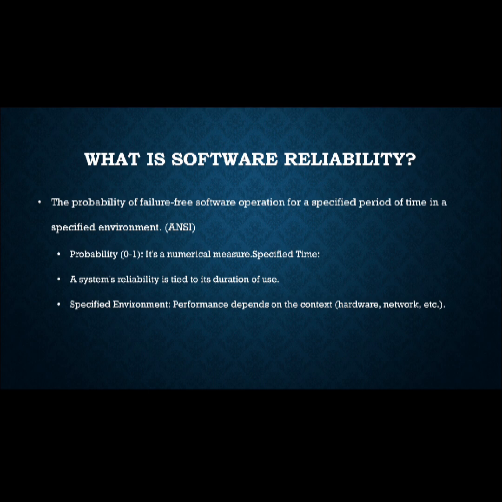Finally, we have in a specified environment. This is the critical part of the definition. Software behavior can change dramatically depending on where it's running. Think about an app. It will run differently on an Android phone versus an iPhone, or on a phone with an unstable internet connection versus a stable one. The environment includes the hardware, the operating system, the network conditions, and even the way the user interacts with the system. We can't talk about reliability in a vacuum. We have to specify the conditions under which the software is being used.